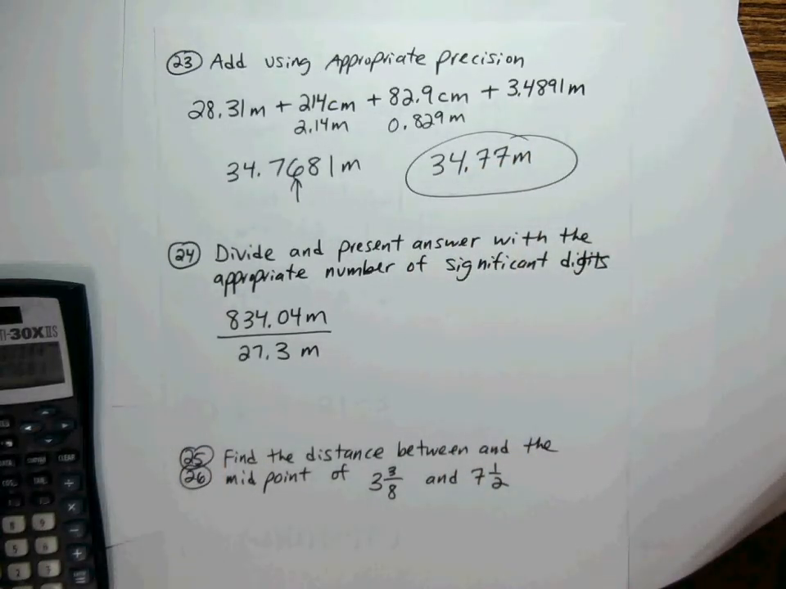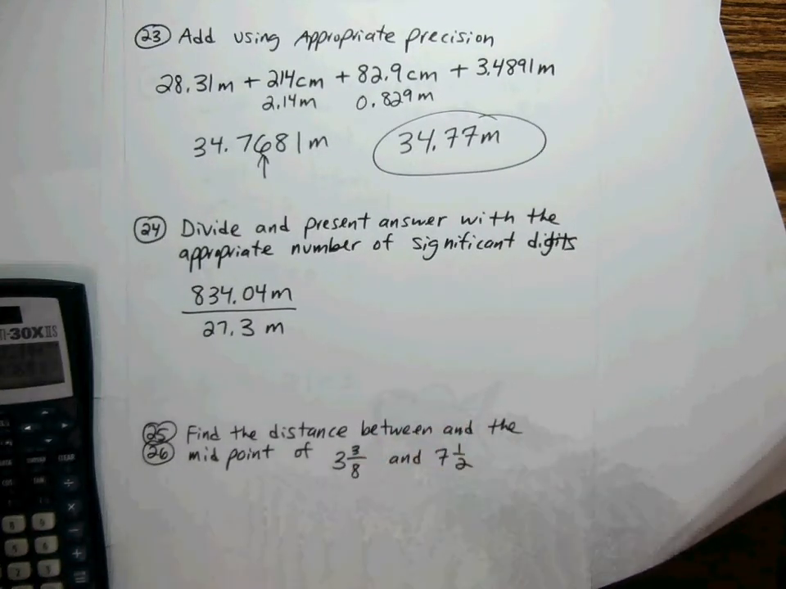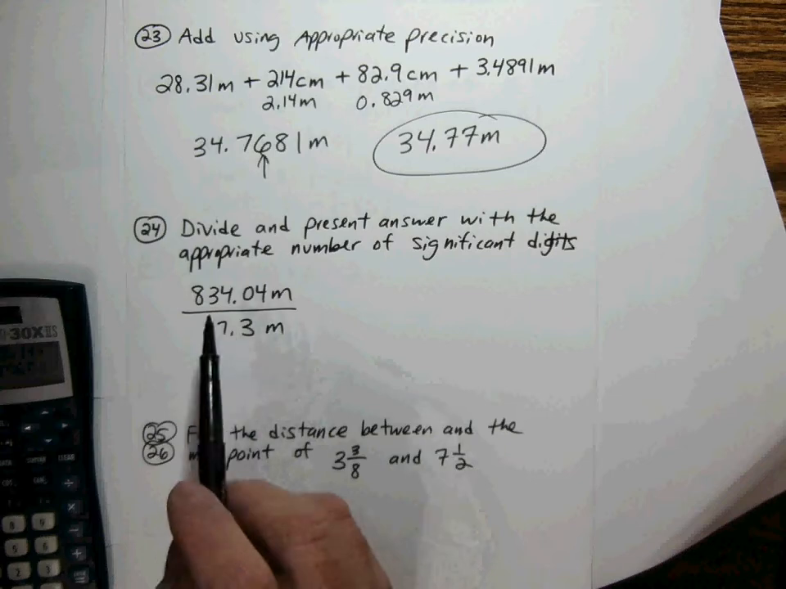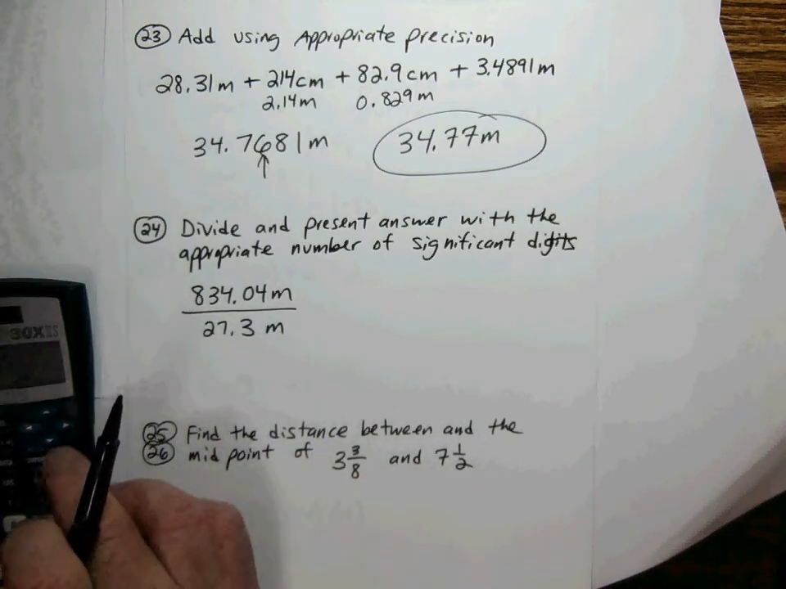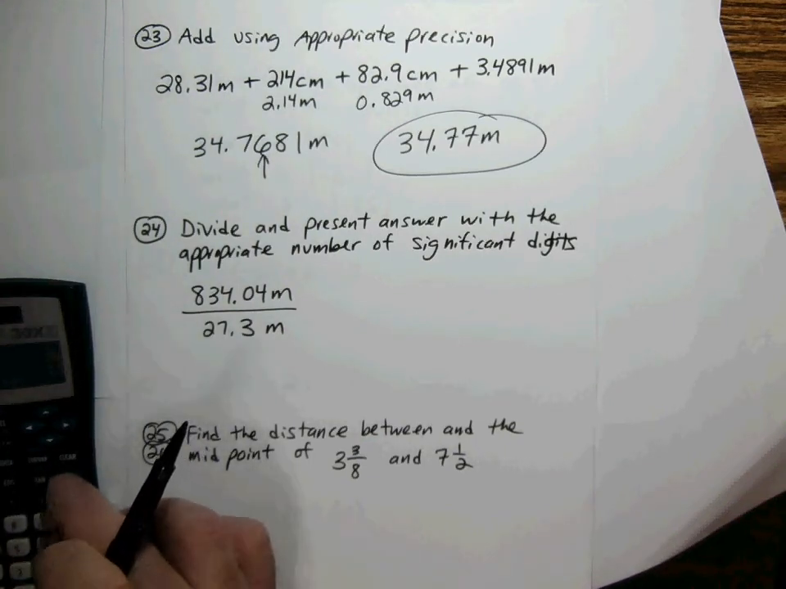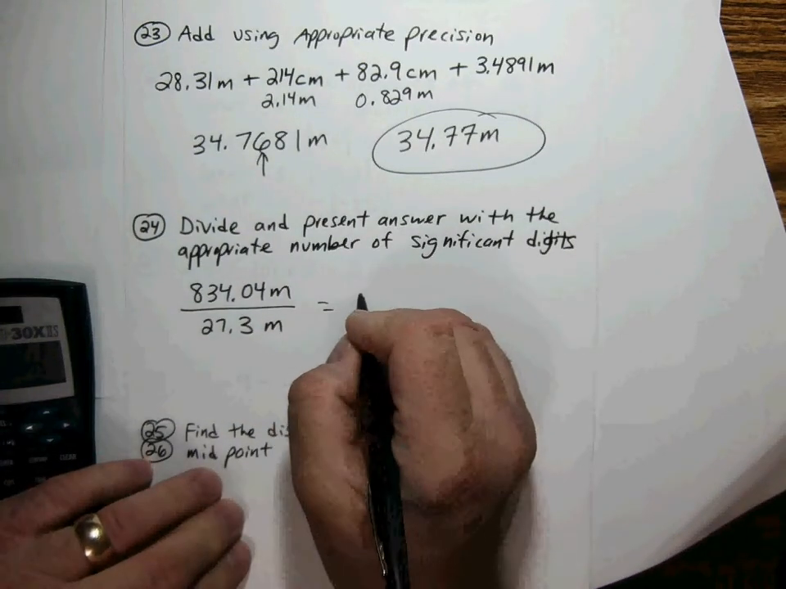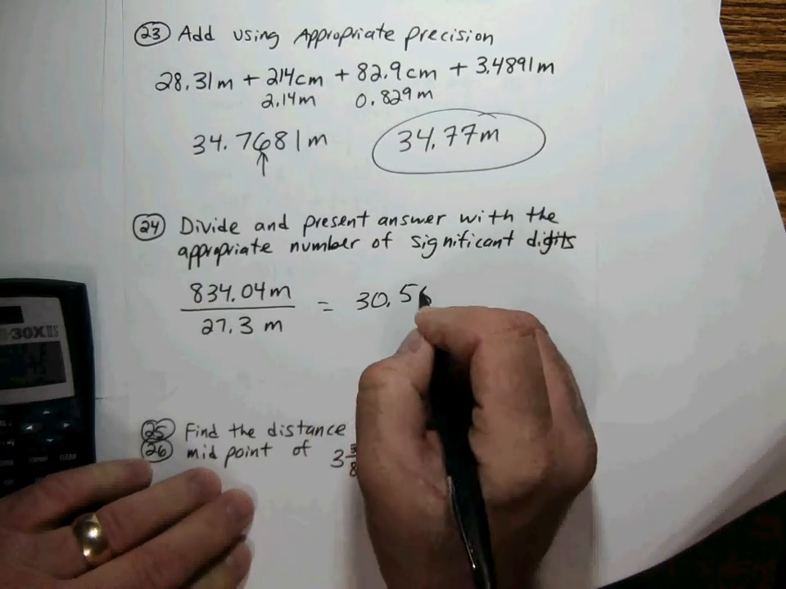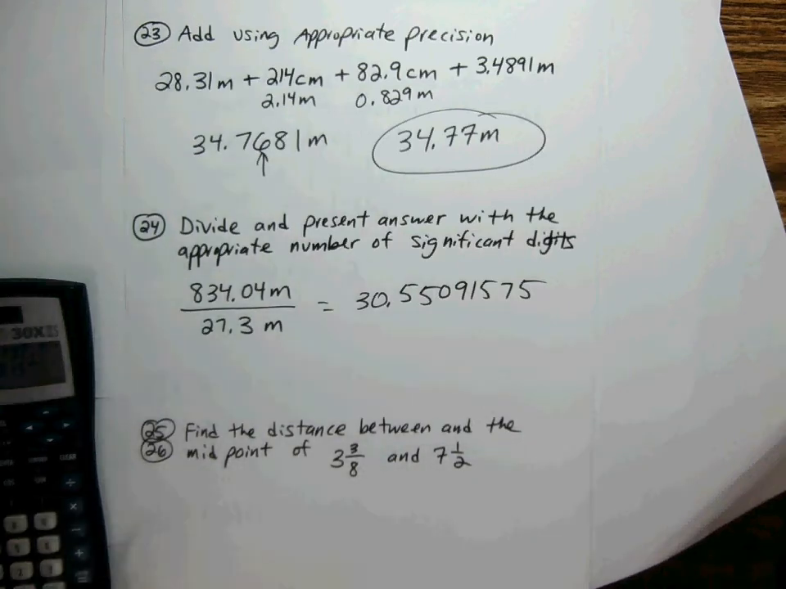Okay? When we divide these types of measurements, now we need to have our answer with the same number of significant digits as the least significant number I'm dividing. Well, how many significant digits do I have here? 1, 2, 3, 4, I've got 5 there, but I only have 3 in my denominator. So 834.04 divided by 27.3, I'm going to get some big old number here, 30.55091575, and then my calculator runs out of room.